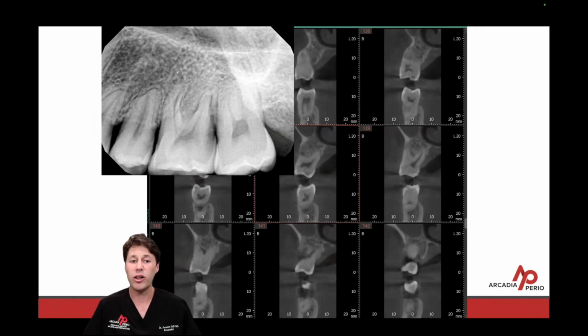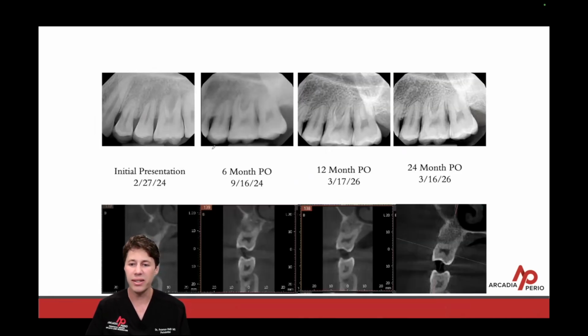So here we are at 12 months. Continued regeneration. Probe depths are decreased down to threes and fours. That tooth is stable and healthy. So we've done a good job in terms of reversing the aging process of this tooth and bringing this tooth from an unhealthy state to a healthy state.